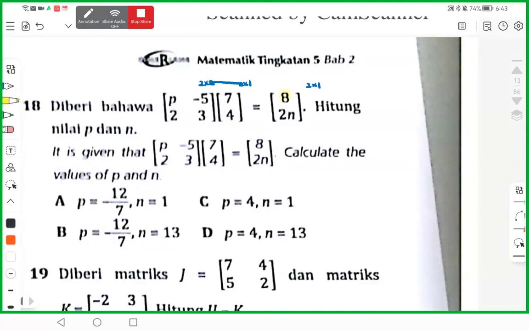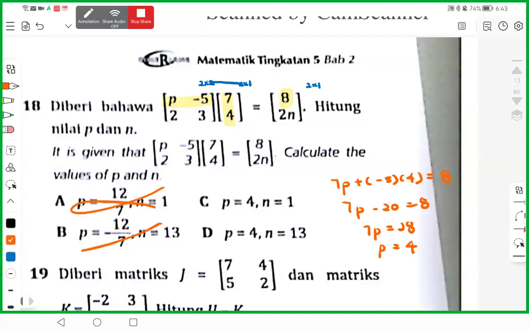So we read the position of the first element. Row 1, column 1. So we form equation now. We form equation: P times 7, 7P plus -5 times 4 equals 8. So 7P minus 20 equals 8. 28, so P is 4. Okay.